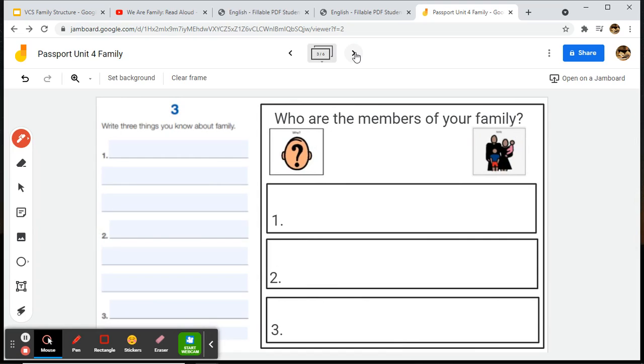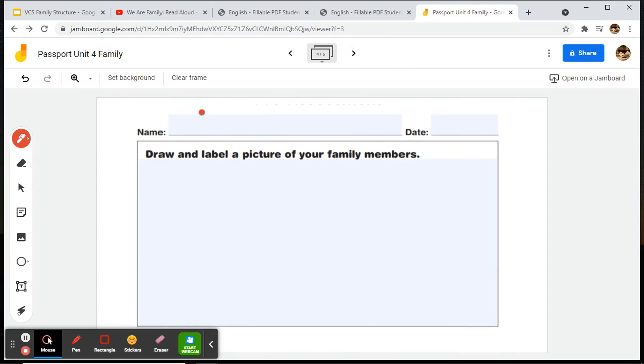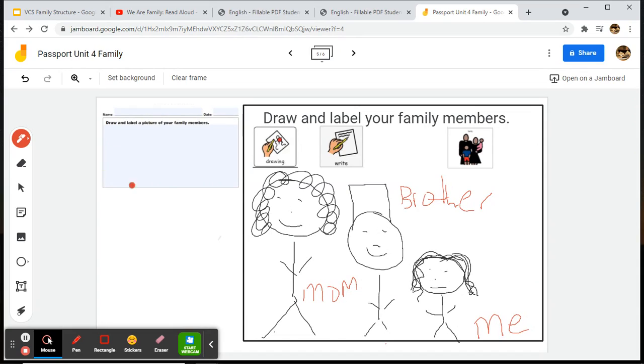So that would be my model, my demonstration of what they would do. And then students would complete the activity independently or with the help of a caregiver or a member of their family. Next, the assignment as provided from Passport asks that they draw and label a picture of their family. Here is my adaptation. I put the original assignment here, and then I wrote draw and label your family members. And again, we've added some images to help students understand what they're supposed to do.